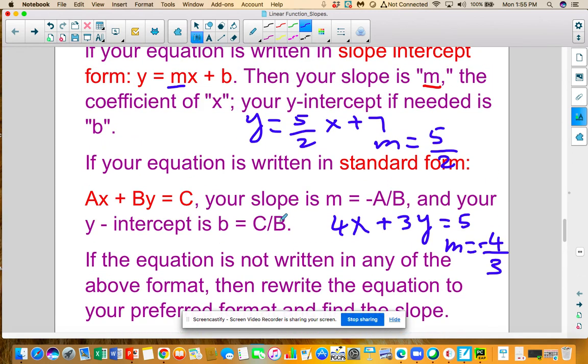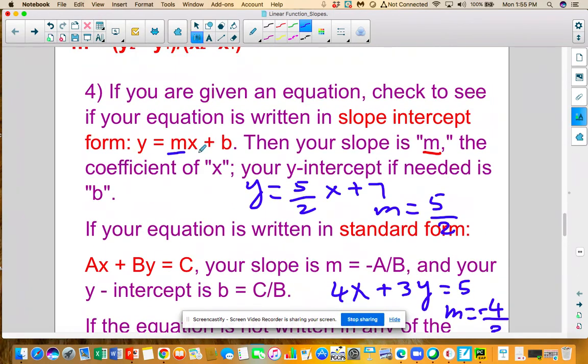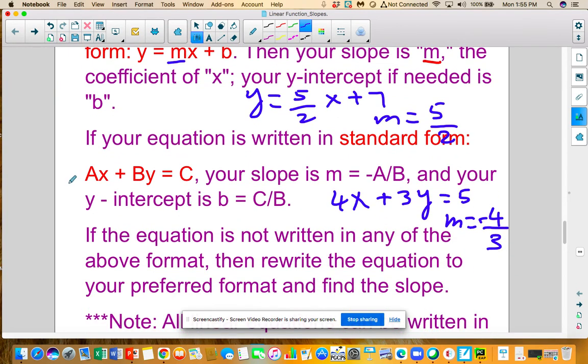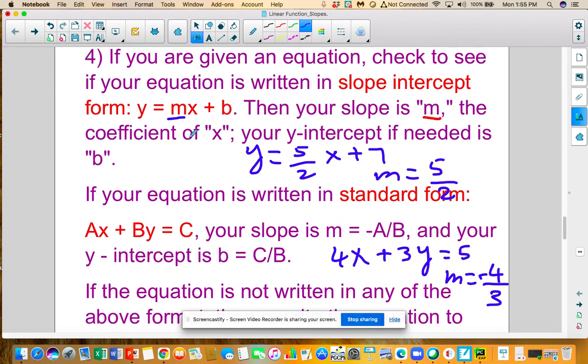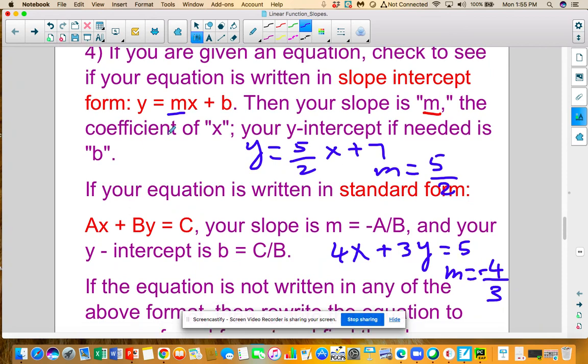The most popular form, though, is the slope-intercept form. The next popular one is the standard form. Slope-intercept form is the one that you should get to know very well first.